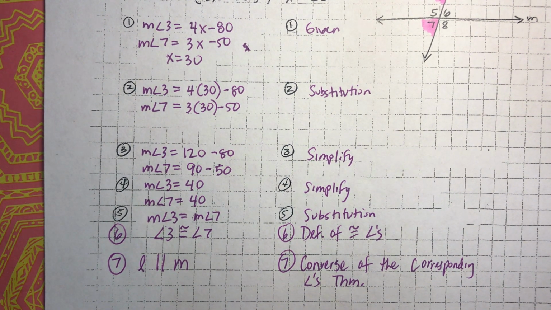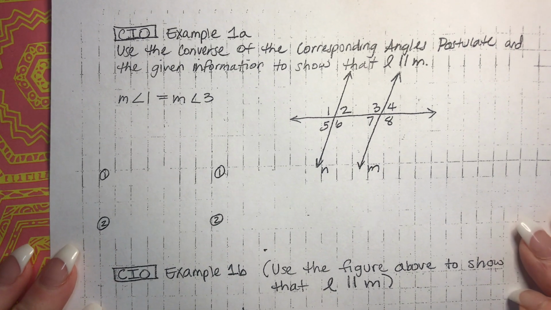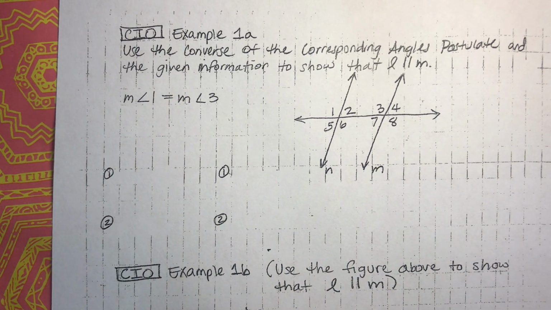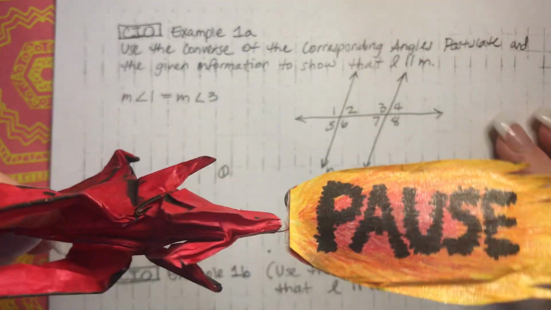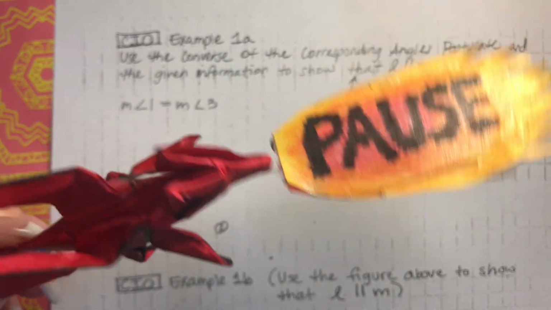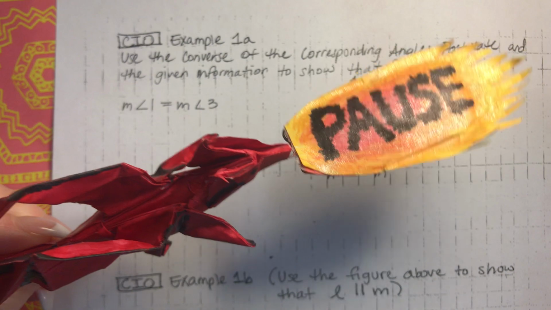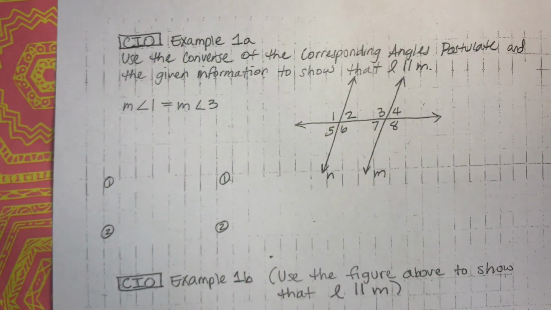All right, perfect. So let's go on to the next one. So check it out, example 1A. So for this one, I actually want you to try to do this one on your own. So here's my friend the pause dragon, reminding you that now it is time to go ahead and try to figure this one out on your own. When you get done, press play and we'll go over it together. All right, see you in a bit.